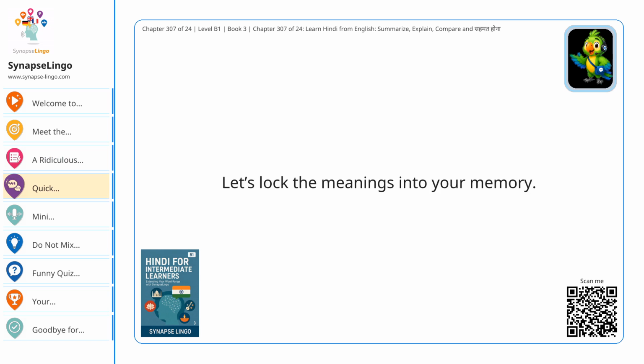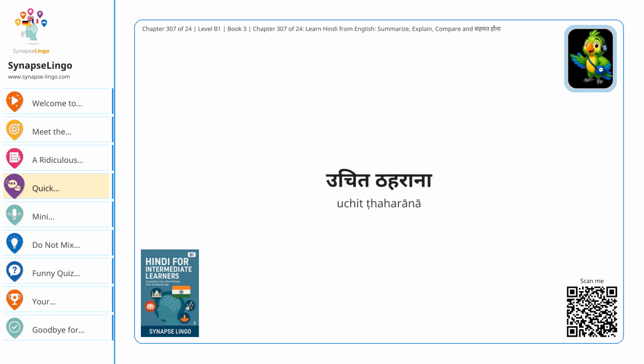Quick meaning drill. Let's lock the meanings into your memory. I say the English idea, and you connect it to the Hindi. Make something short. सारांश देना. Defend your reason. उचित ठहराना. Make something clear. समझाना. Tell details. वर्णन करना. Look at similarities and differences. तुलना करना. Judge quality or value. मूल्यांकन करना. Win someone over. मनाना. Say yes to an idea. सहमत होना.